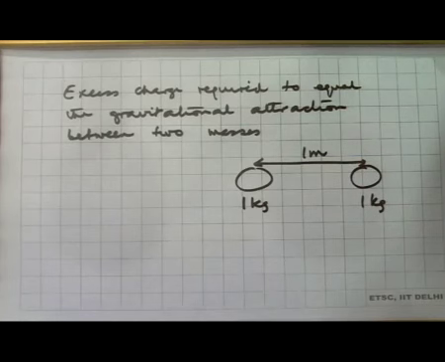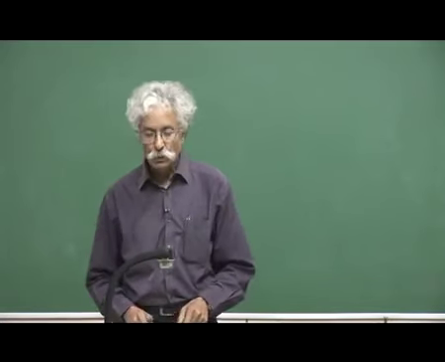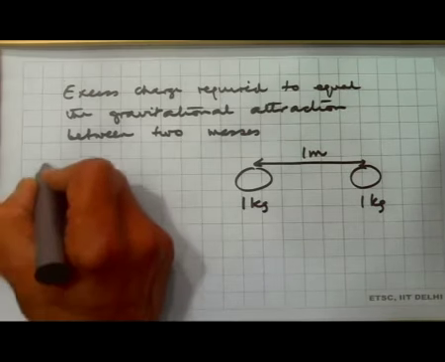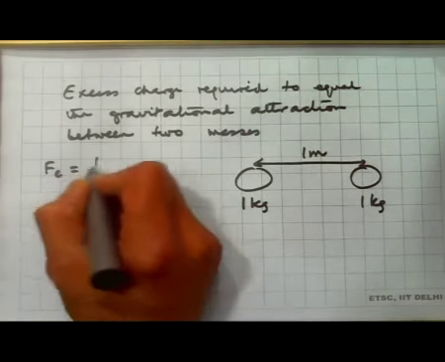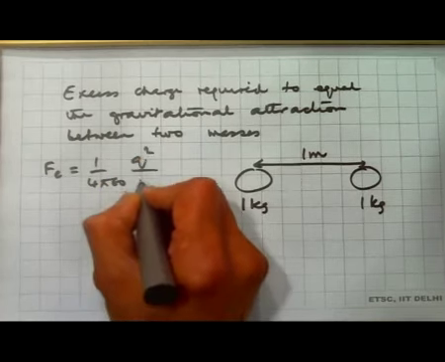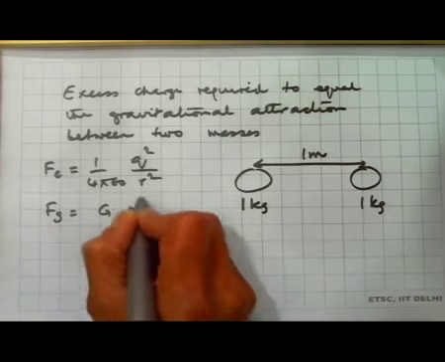So, I want to find out, if these objects were neutral, there is no electrostatic attraction or repulsion, there is only a gravitational attraction. How much excess charge in these two masses, assuming it to be equal, will create a force which equals this gravitational attraction? So, remember that the electrostatic attraction is 1 by 4 pi epsilon 0 q square by r square. The gravitational attraction is G times m square by r square.